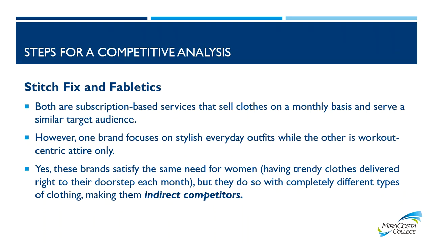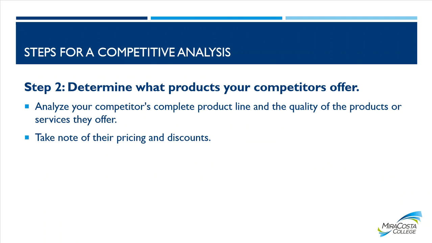Indirect competitors there. Step two is to determine what products your competitors offer. So you want to analyze your competitors' complete product line and the quality of the products or services they offer. You can usually determine this by their website. And also follow their social media and see when they're doing discounts. How often are they doing sales? Maybe they do free shipping, 10% off. Maybe they do huge sales during the holidays. So make a note of all of that.